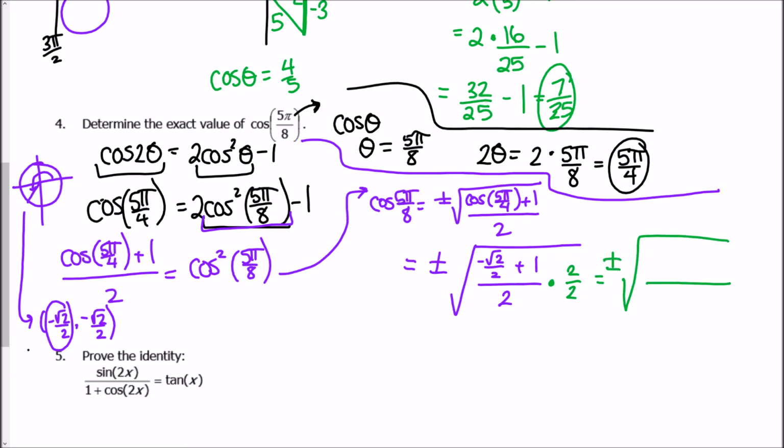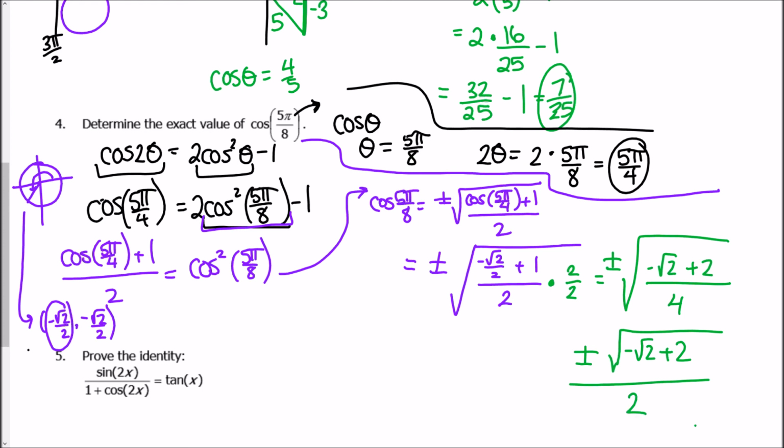the square root of, when I multiply this number by 2, the 2's cancel, so I get negative root 2. When I multiply 1 by 2, I get plus 2, and then 2 times 2 right here is 4. Last thing I can do is square root that denominator, so I end up getting plus or minus the square root of negative square root of 2 plus 2, okay, all over 2.